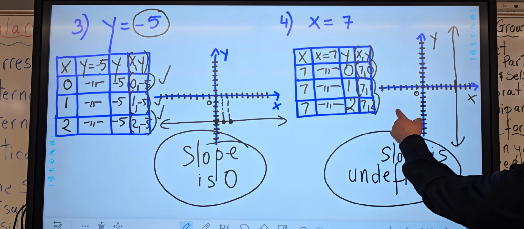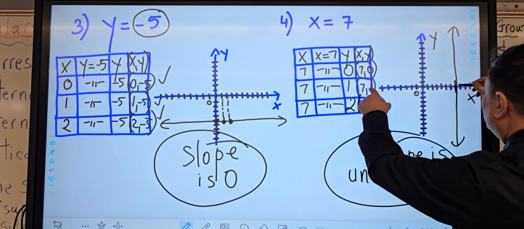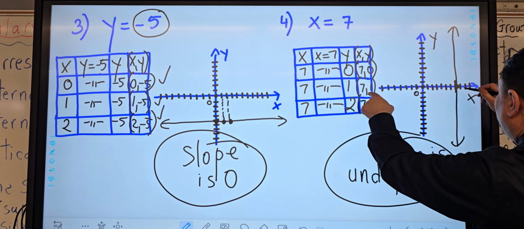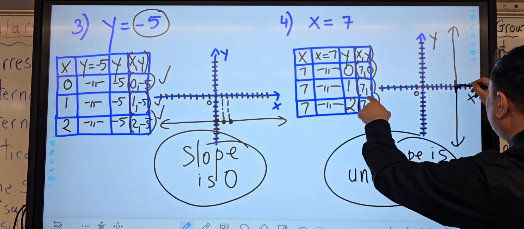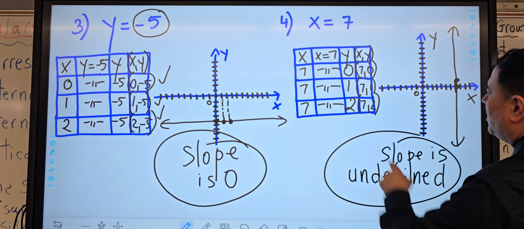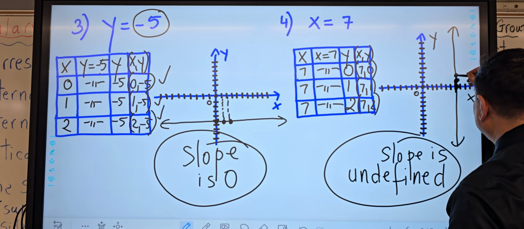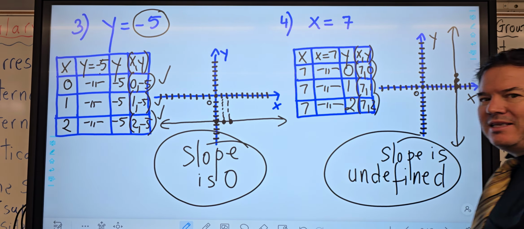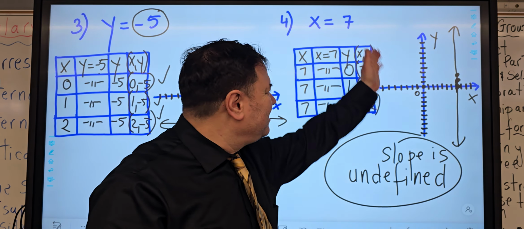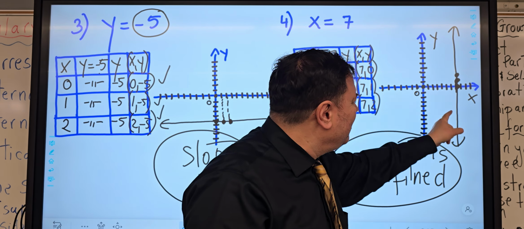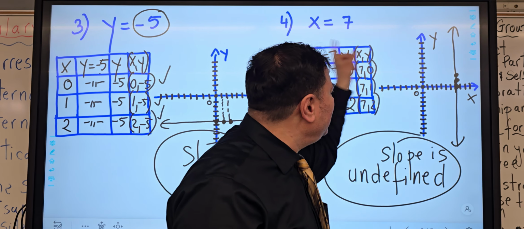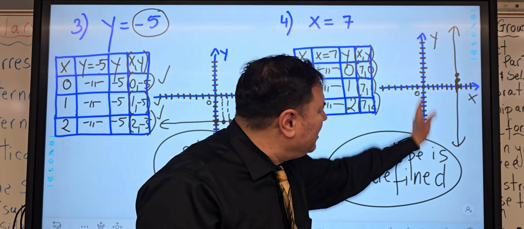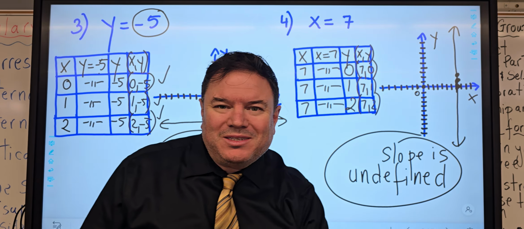Okay? And when we graph this, when x is 7, y is 0, right here. That's the first dot. When x is 7, y is 1, right here. Next one, when x is 7, y is 2, and so forth. All the points on this line represent the graph when x equals a number. The line is going to be straight up and down, a vertical line, and the slope is undefined.